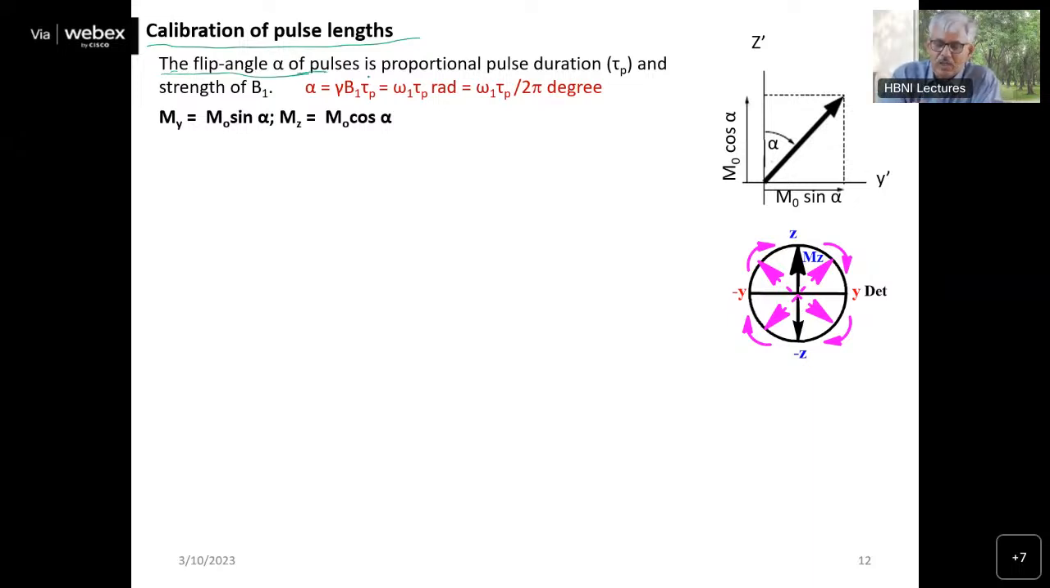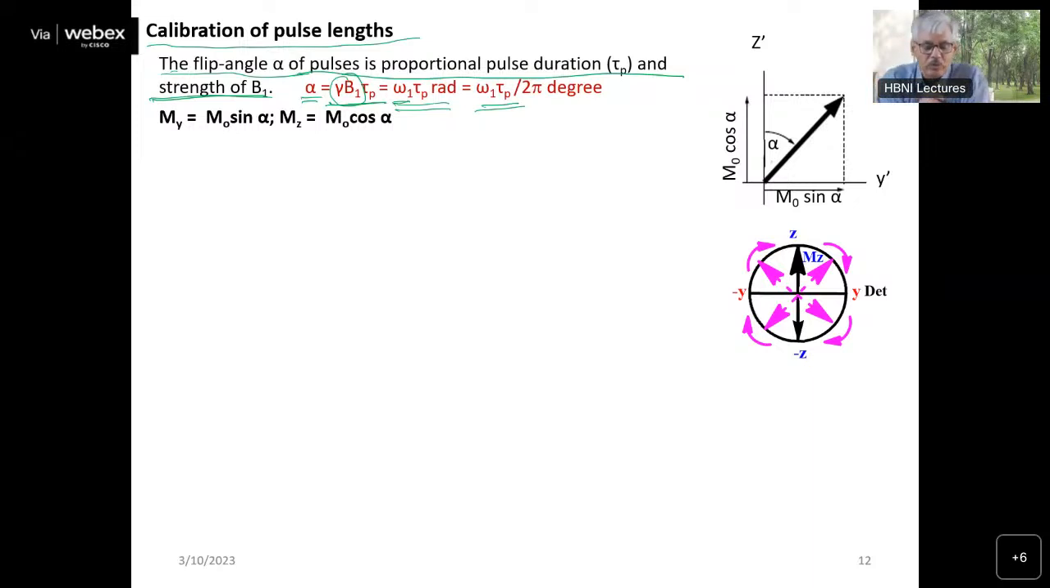The pulse length relates to the flip angle alpha, which is proportional to the pulse duration or pulse length, and that depends on the B1 also. So this is your flip angle alpha. Alpha is related to the pulse duration, where B1 is the applied radio frequency field and gamma is the gyromagnetic ratio. Gamma B1 is nothing but the precessional frequency under the applied field B1, which is omega 1. You can convert from radian into degree by dividing by 2 pi.